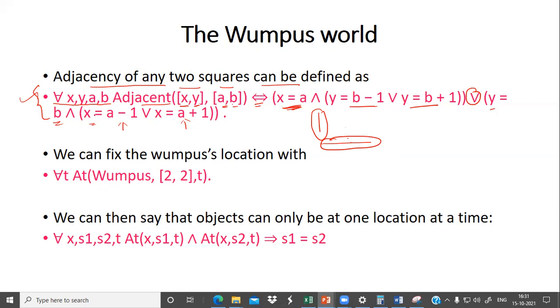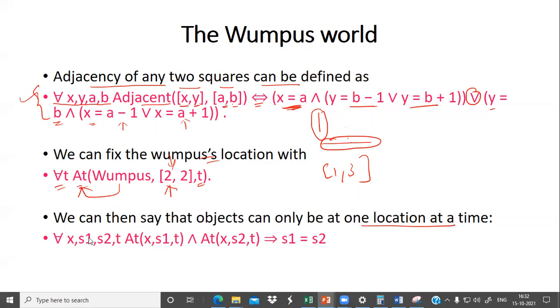As per our example, the Wumpus is placed in one location and the Wumpus won't move. In the original example we discussed, I think the Wumpus is in location 1, 3. If you want to represent that the Wumpus is at location 2, 2 and will always be there, you can write: for all t, At(Wumpus, 2, 2, t), which means the Wumpus will be at location 2, 2 for all time t. We can also say that objects can only be at one location at a time.